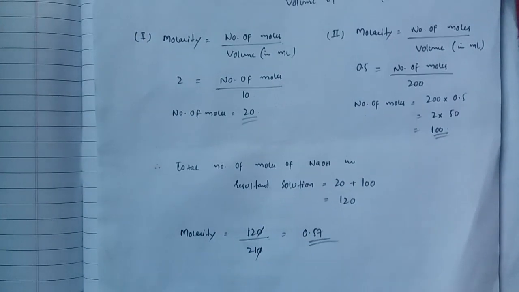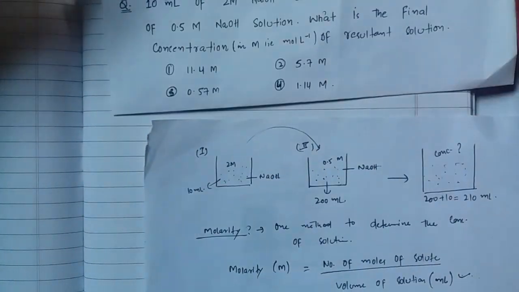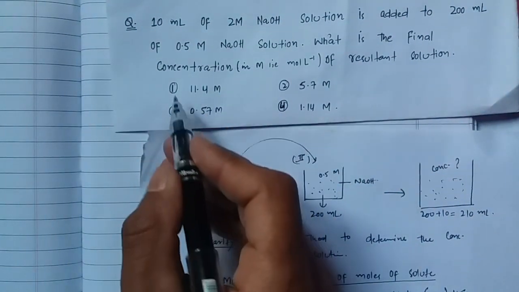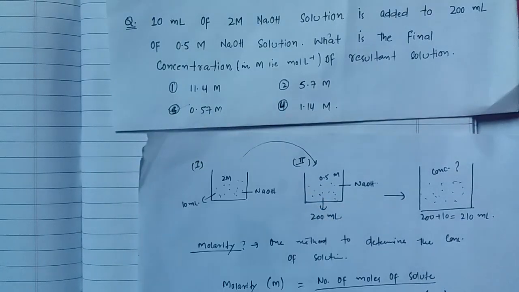So let us see which option it is. So we have 4 different options, and the answer will be this third option, that is 0.5 molar.